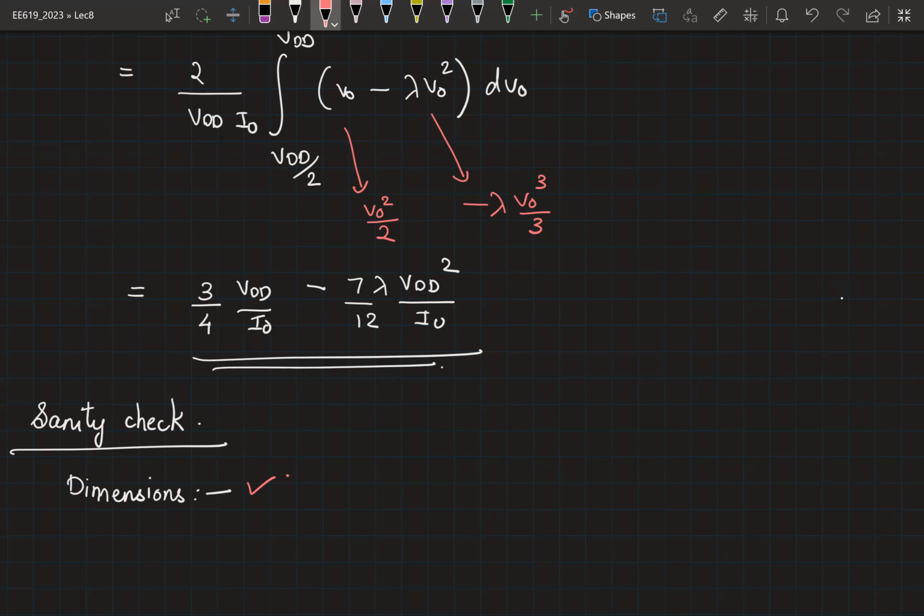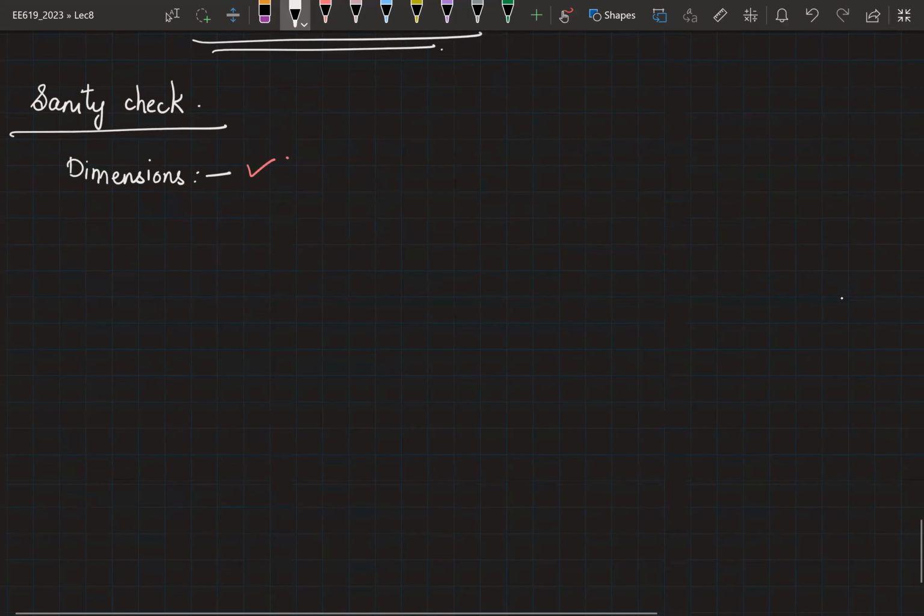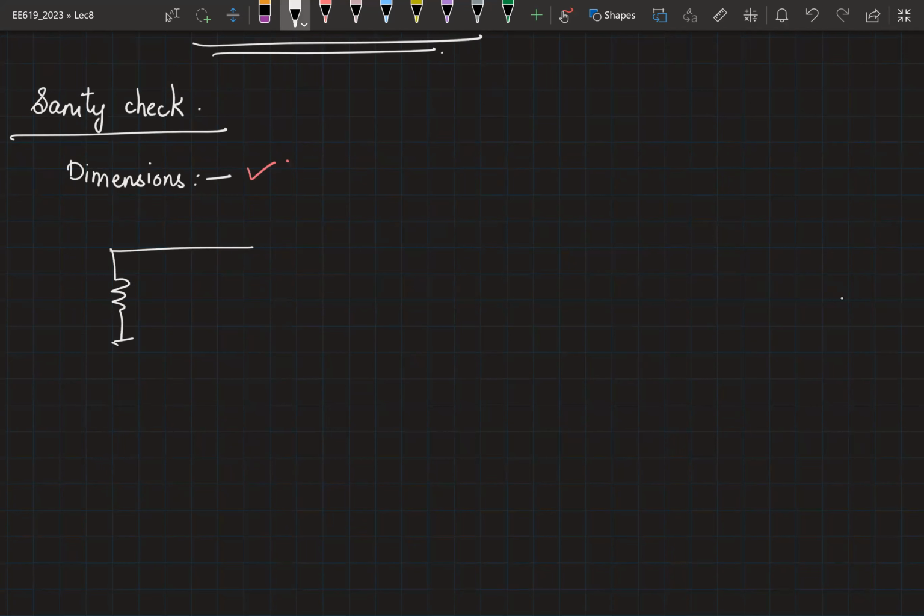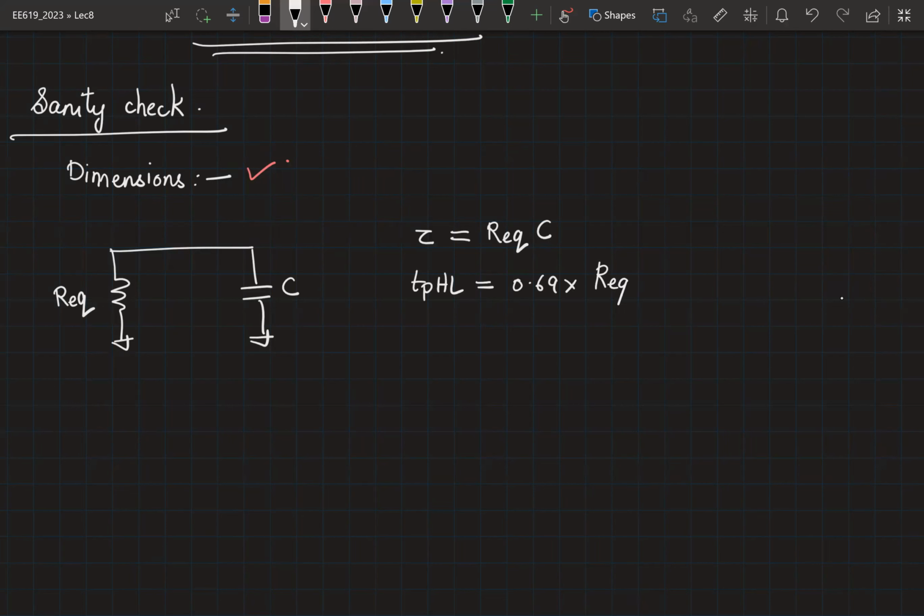Now it turns out it is much easier to work with an RC circuit when you want to calculate a delay, right? Because once you have a circuit like this, so now you have an R equivalent and a C. What is the value of the time constant? So this is R equivalent into C. Therefore, TPHL will be equal to 0.69 into R equivalent into C.